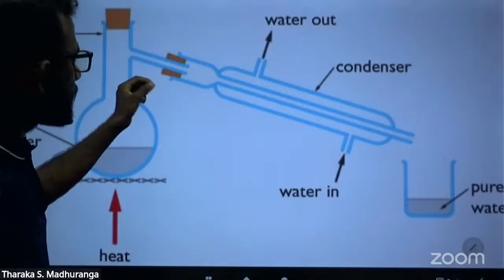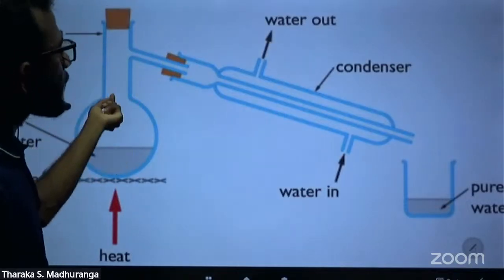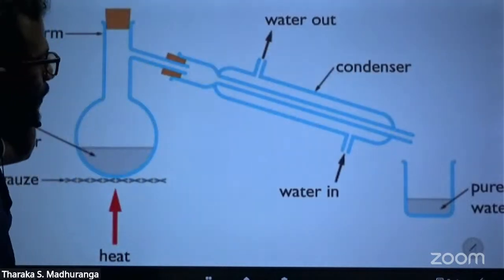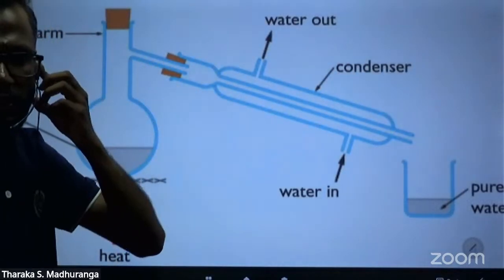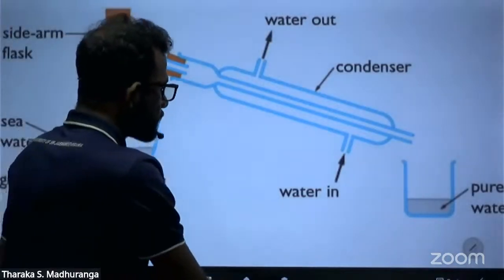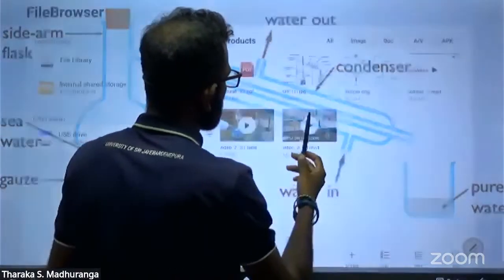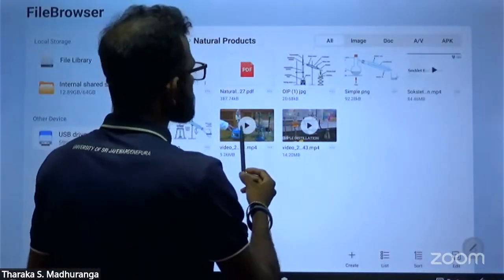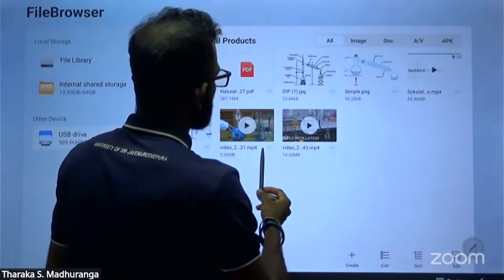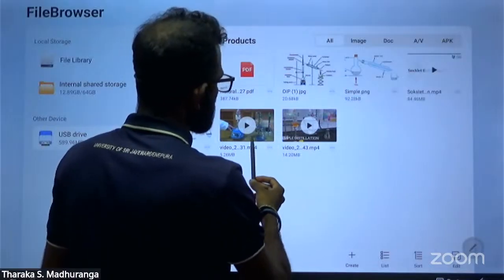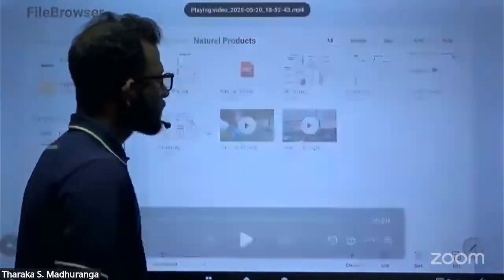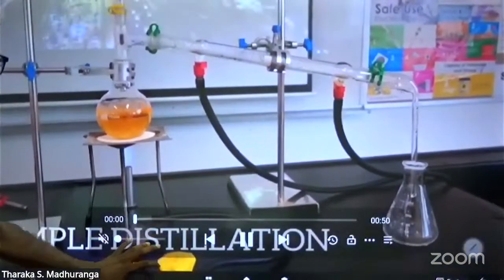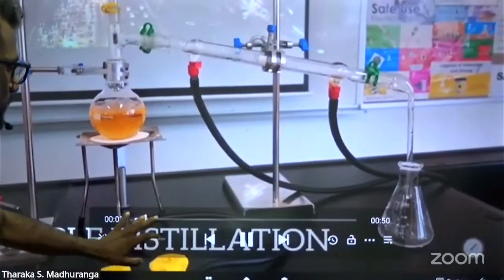I just want the seawater to only vaporize the pure water. Then the pure water we can separate like this. That's a simple distillation process. Okay, that's a simple distillation.